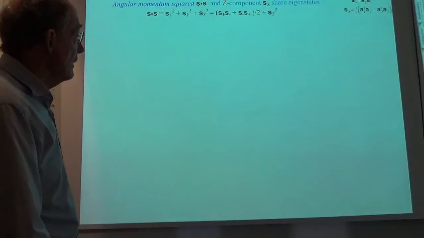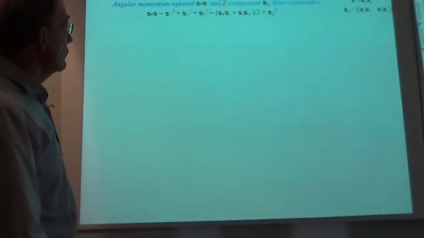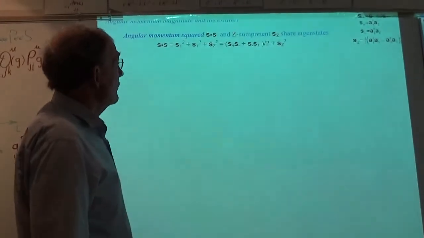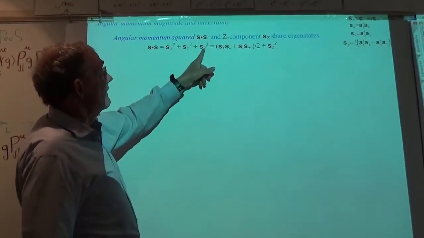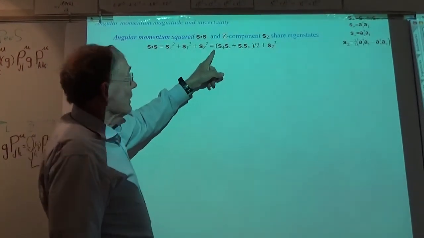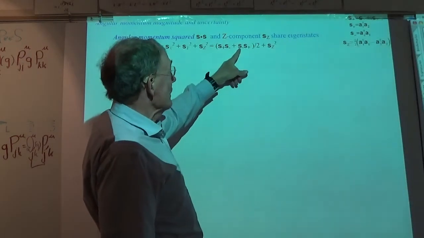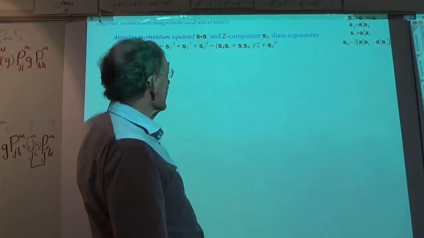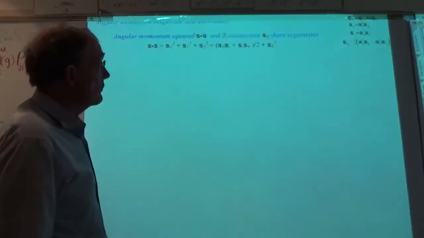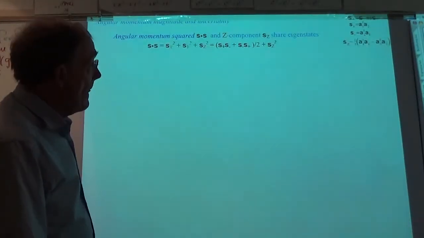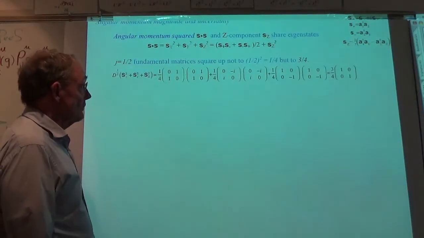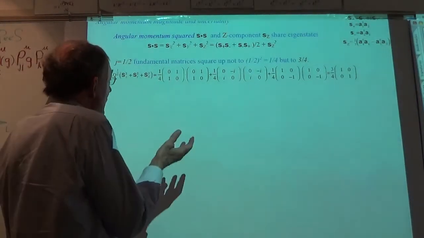Now we're going to do the full thing here, because what I want to do is look at the square of this operator, the sum of the squares. It turns out it's S plus S minus plus S minus S plus and Z squared. You can see that from the elementary operator description. Now, let's do it first for the fundamentals. We know what the answer is.